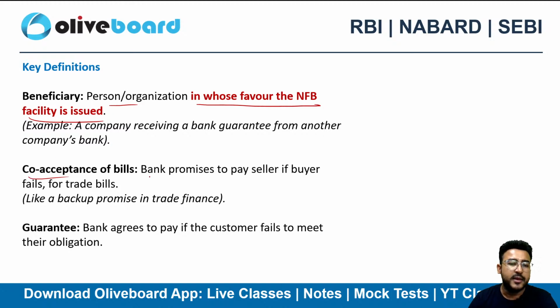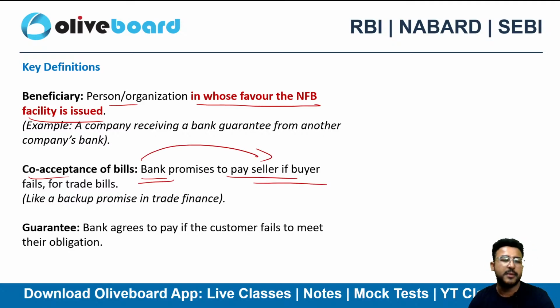Co-acceptance of a bill. Here the bank is promising the seller, if the buyer is not able to meet the obligation, the bank is promising the seller. That's what co-acceptance of a bill is all about. It's nothing but a promise, it's nothing but a guarantee only, right?